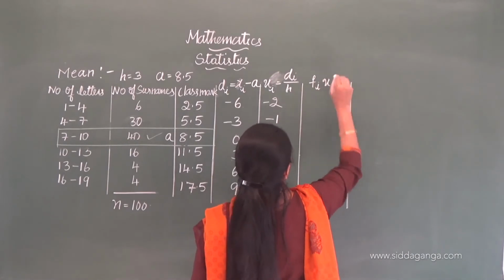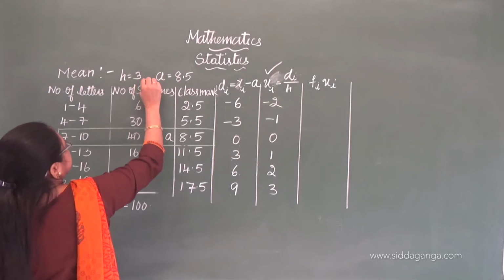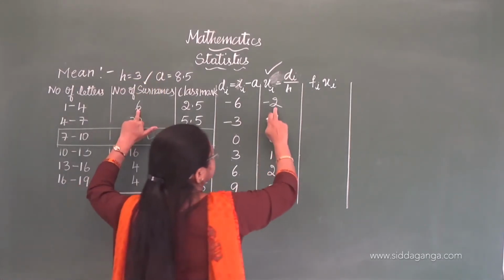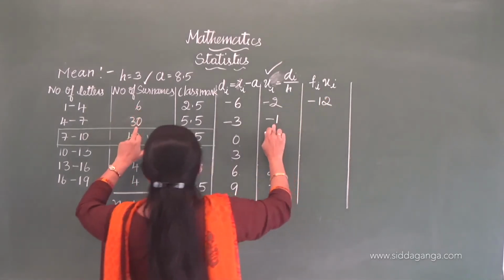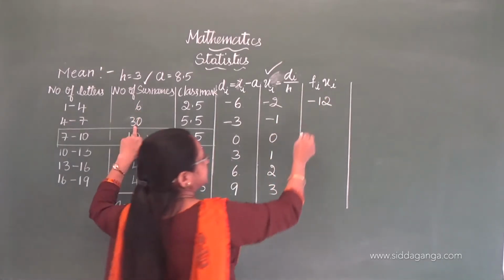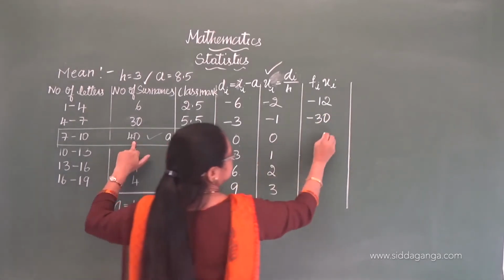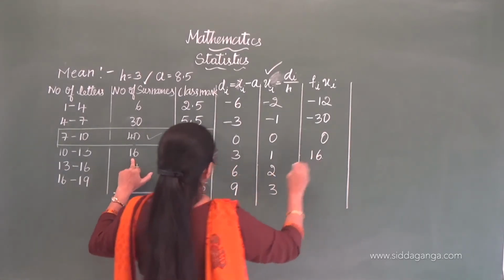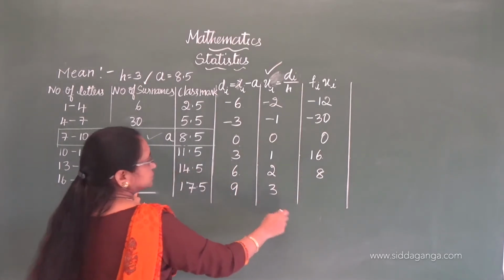Fi ui. So you have to multiply Fi, this column, and the number in the ui column. So 6 into minus 2 is minus 12. Then minus 1 into 30, minus 30. Then 0 into 40, 0. 1 into 16, 16. Then 2 into 4, 8. 3 into 4, 12.